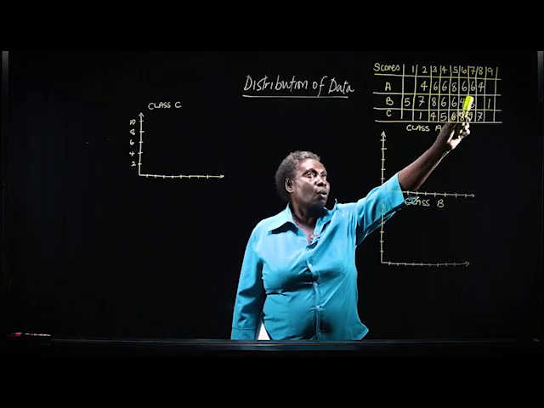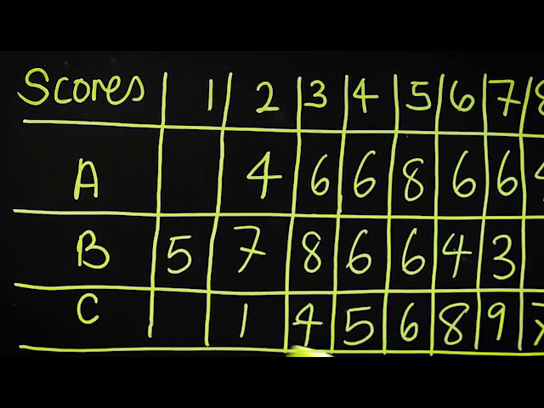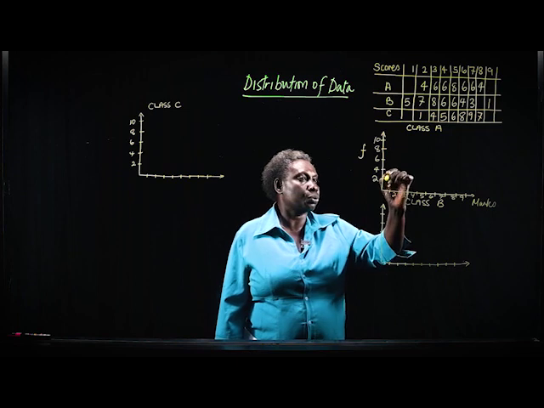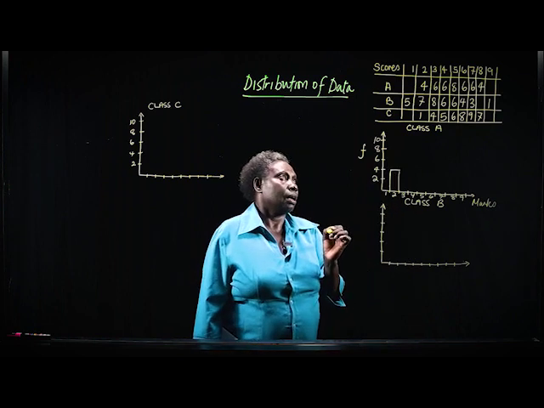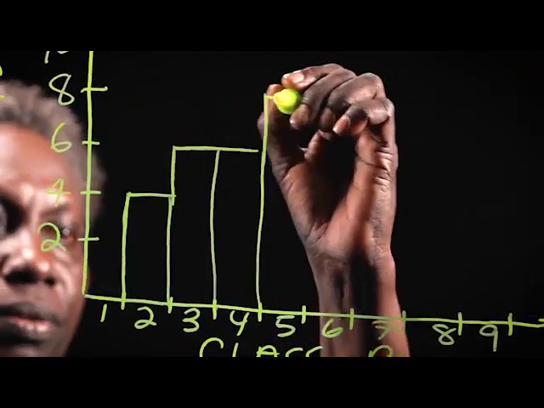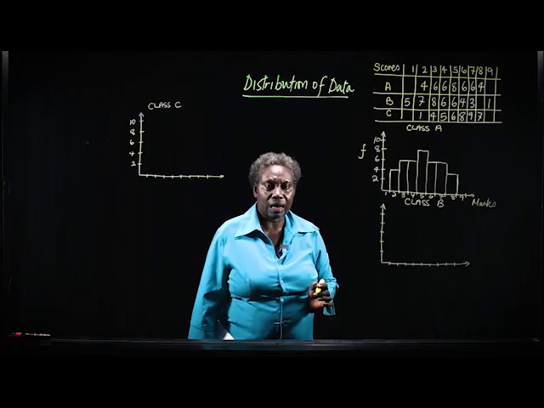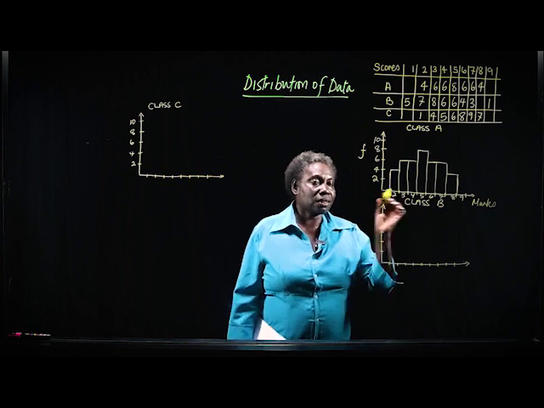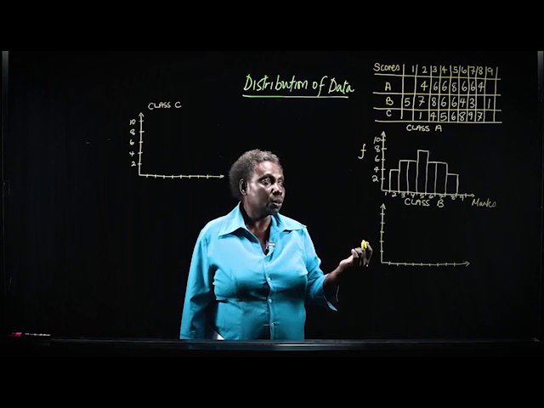And here are the scores of the students in class A, the set of scores of students in class B, and the set of scores of students in class C. For 2, we have 4 students who have scored 2. We have 6 students who have scored 3. This is what a graph looks like for the students in class A. Now, let's see how it is going to be affected by the mean, the mode, and the median.